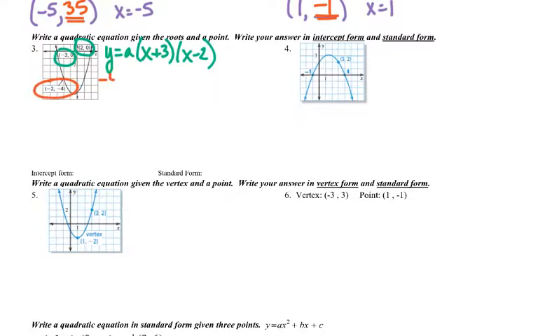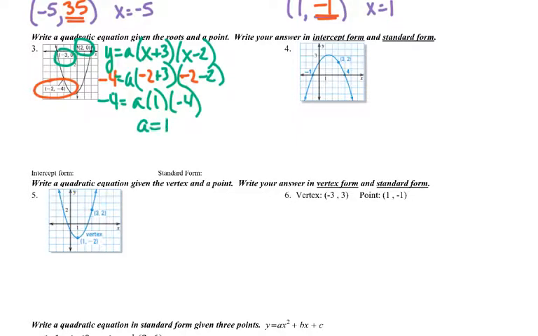So we're going to plug that point in, negative 4 for y and negative 2 for x. I'm just going to fill everything else in that I had, and then the a, and then the equals, and simplify it from there. So negative 4 is equal to a times 1 times negative 4, which just gives me that a is 1. So in intercept form, it's going to be y equals 1, x plus 3, x minus 2. And of course, I could just drop that 1 out. Now, if I wanted to do it in standard form, which by the way, on the quiz, I just have you keep it in intercept form. But if I wanted to do it in standard form, I would just FOIL that out.